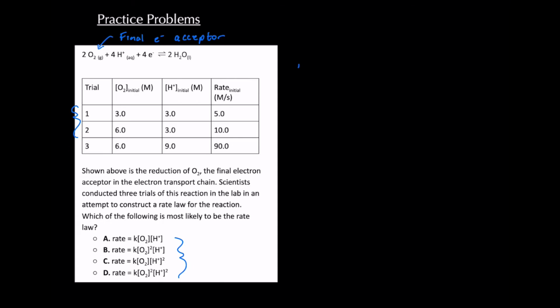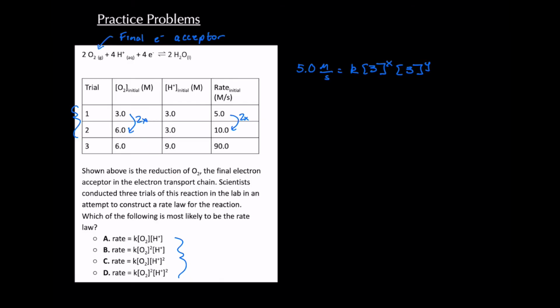So the way we could write this out is 5 molarity per second is equivalent to K times 3 to some exponent times 3 to some exponent. And the exponents x and y, of course, are what we're looking for. Now, we notice that in trial 2, the concentration of H plus has remained the same, but we've multiplied the O2 concentration by 2, 3 to get 6. So we have 2 times the amount of O2. And we'll notice that our rate, similarly, has increased by 2.